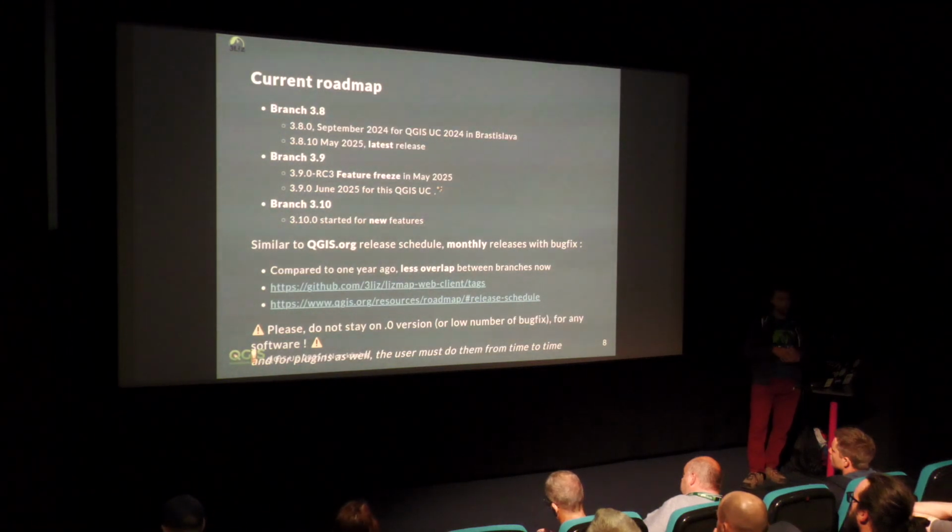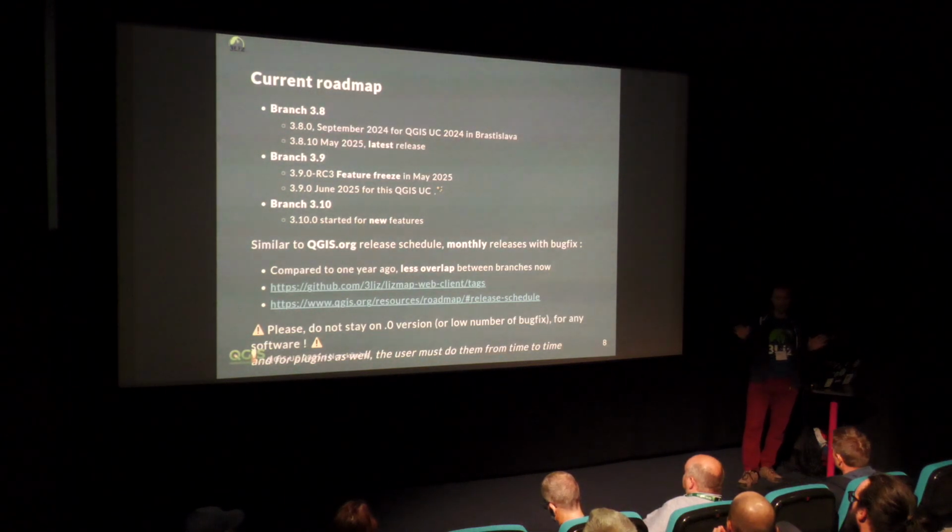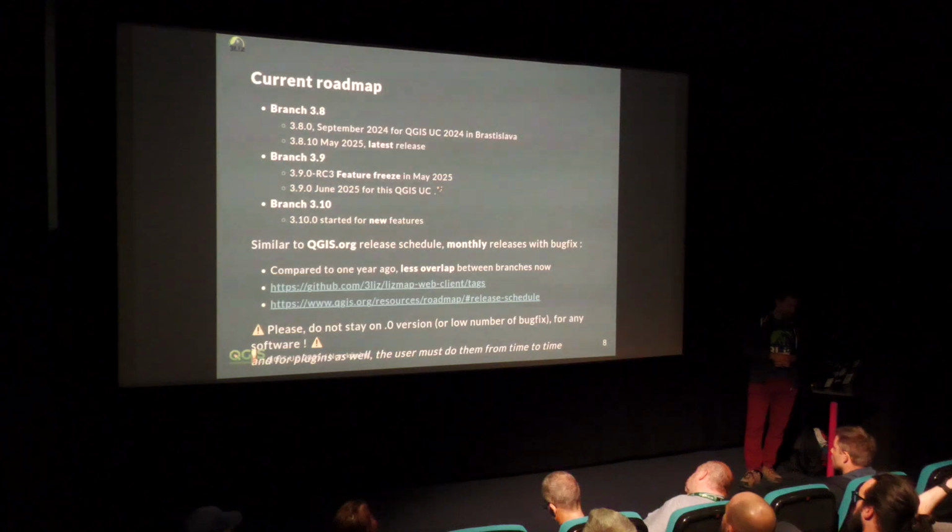So similar to QGIS.org, we do a monthly release, and that's a general advice, but please don't stay on a .0 version in any software that you use. Like we know, when QGIS releases 3.40.0, then there is a blog post, there is everything, like some on social media. People download QGIS 3.40.0, and then they forget that there is a monthly release every month. And the .0 at the end is very important. It's like, I would say, the most buggy version of QGIS or any software that you use. So please don't forget to update from time to time your software, and also plugins.